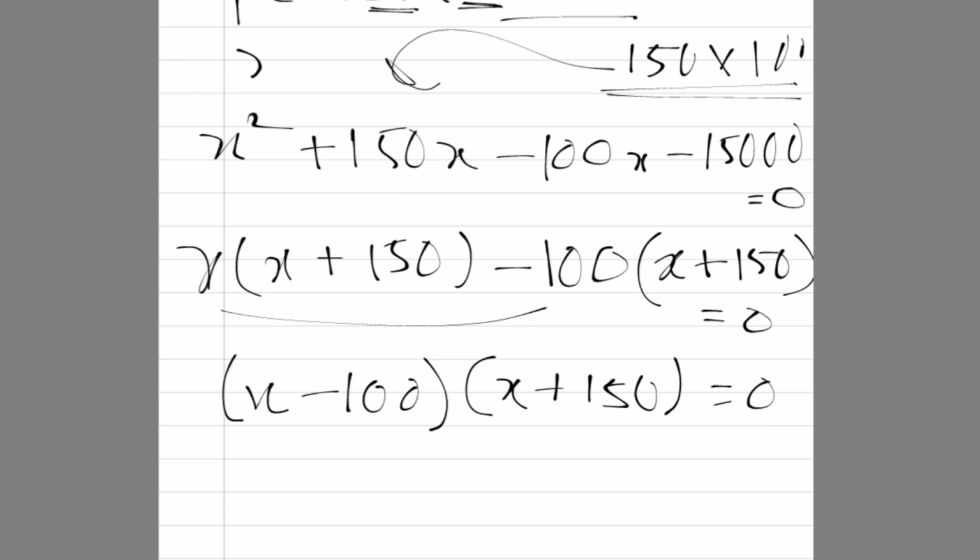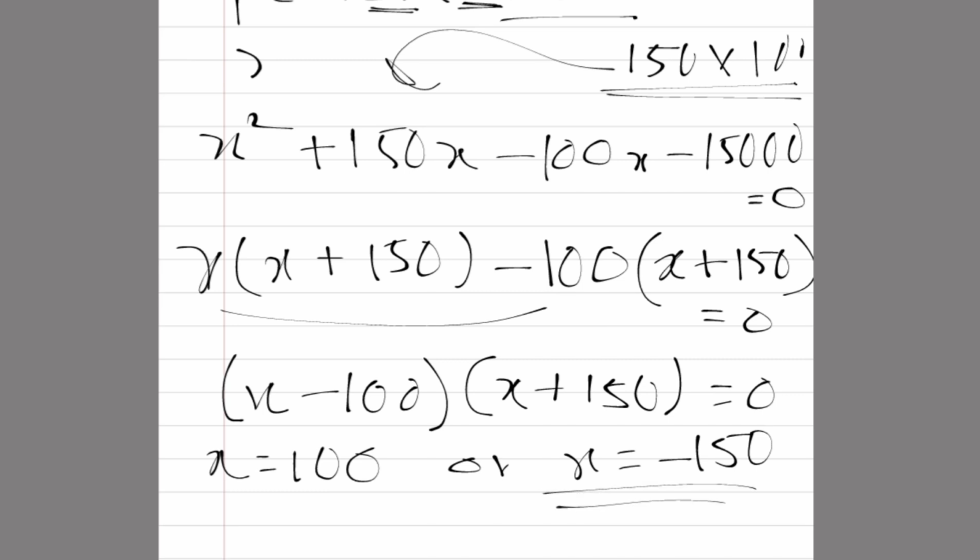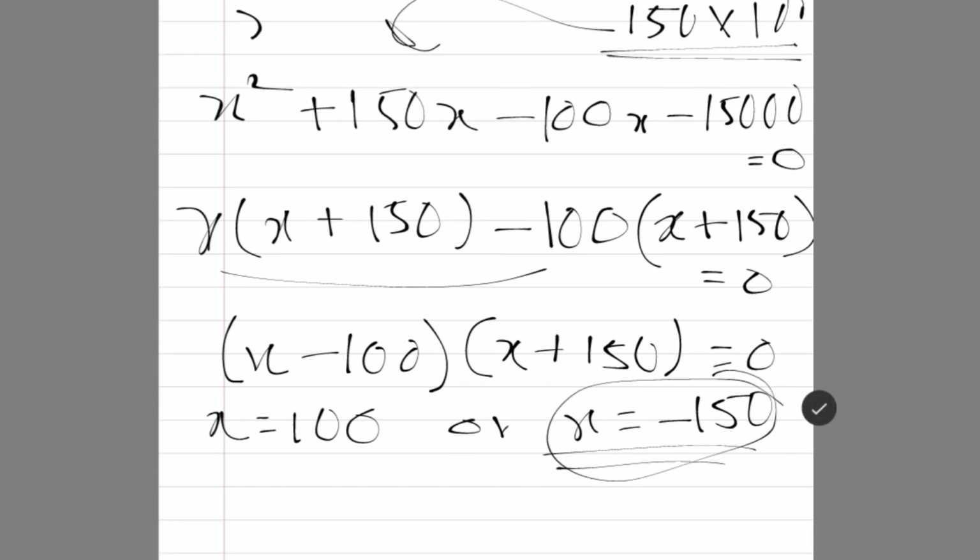Now again separating these terms, x is equal to 100 or x is equal to minus 150. Now if you see here, x is coming negative. Can money be negative? Like someone gives you cash and that is not negative, right? So we just cannot say that x is equal to minus 150. So we will neglect this, and what we get is x is equal to 100.